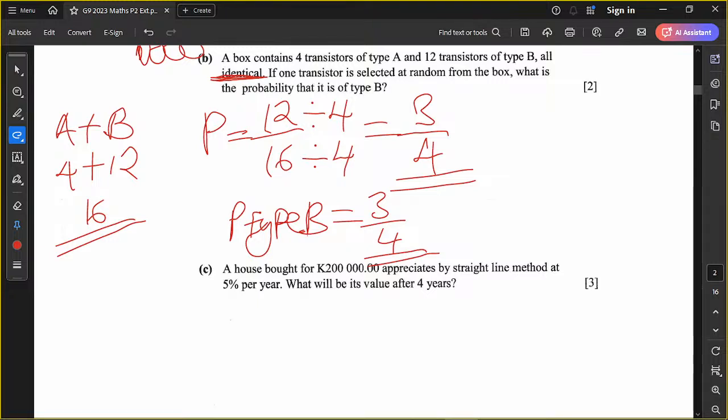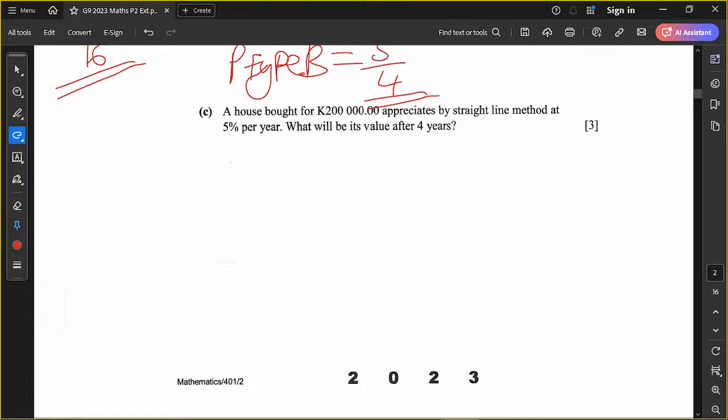Okay, we come to 1C. 1C: a house bought for 200,000 kwacha appreciated by the straight line method at 5% per year. What will be its value after 4 years? Okay, after 4 years. So how do we calculate this one?